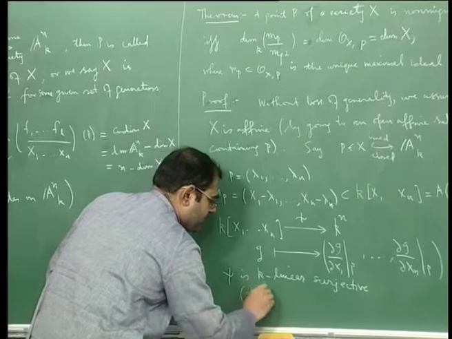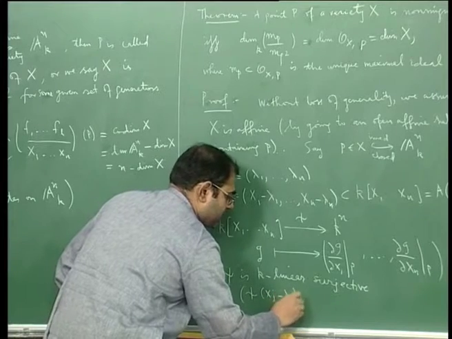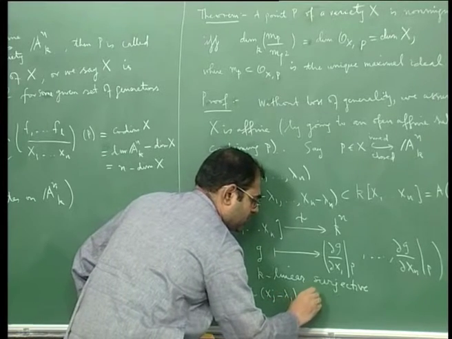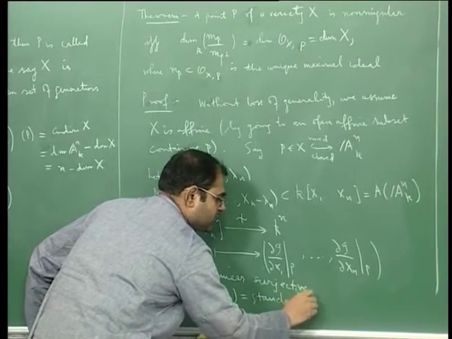ψ of xj minus λj is equal to the standard jth basis vector.